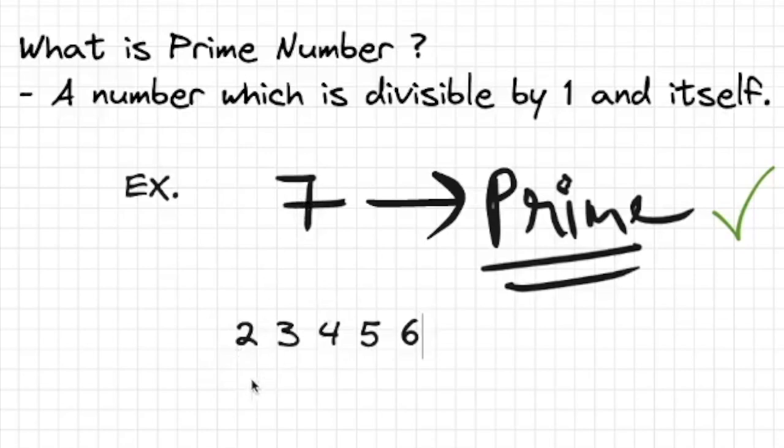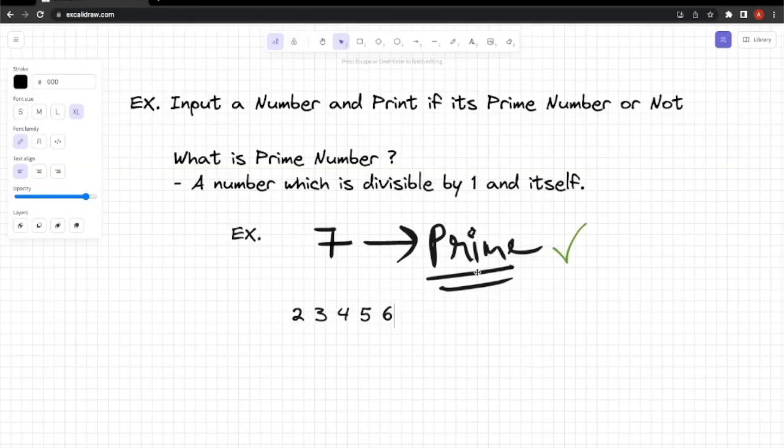Is 7 divisible by 2? No. Is 7 divisible by 3? No. Is 7 divisible by 4? No. 7 divisible by 5? No. Is 7 divisible by 6? No. We still get a remainder. That means 7 is not perfectly divisible by any of these numbers. That means 7 is a prime number. It has only two factors, that is 1 and itself, that is 7. So the factors of 7 are 1 and 7. Hence, a prime number is a number which is divisible by 1 and itself, and no other number can perfectly divide a prime number.